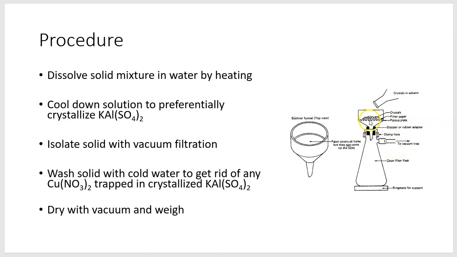When it's on here, we're going to wash it with a little bit of cold water. The cold water will lower the amount of alum that dissolves in the water that goes through it. The wash is just in case there happened to be some copper in the solid that precipitated. This would help to wash that out and clean up the alum. And then we're going to dry it.